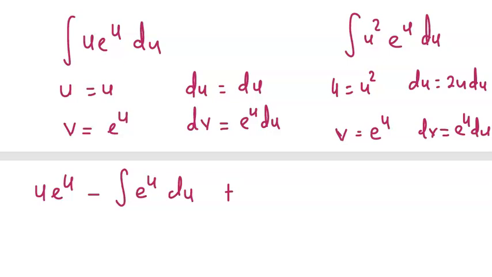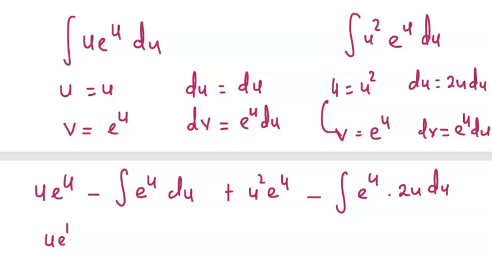Then at the right hand side, we still use the integration by parts formula, uv, that will be u squared times e to the power of u, as you can see here, uv. Then minus the integral of v, which is e to the power of u, times du, which is 2u du. And here we have u times e to the power of u, then minus the integral of e to the power of u, which is e to the power of u, right?